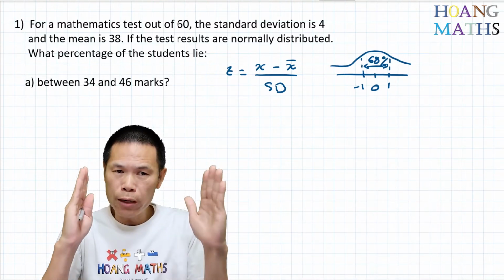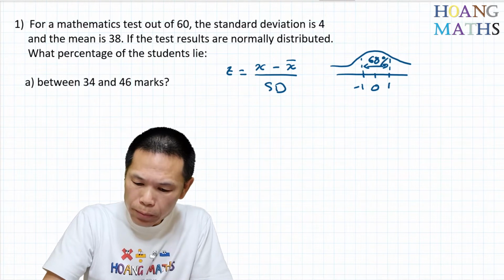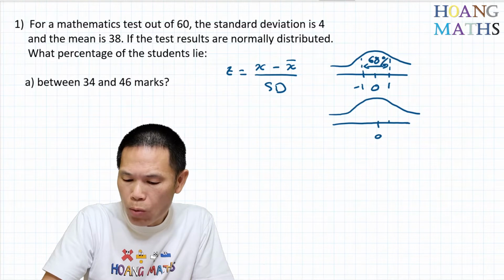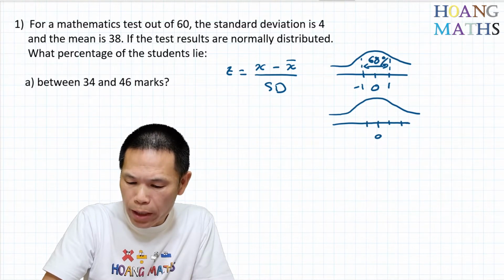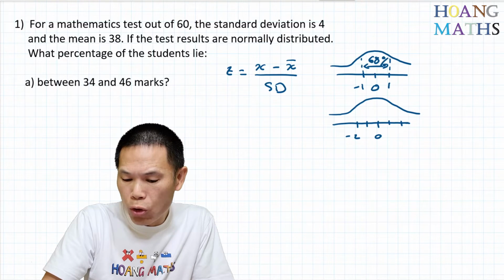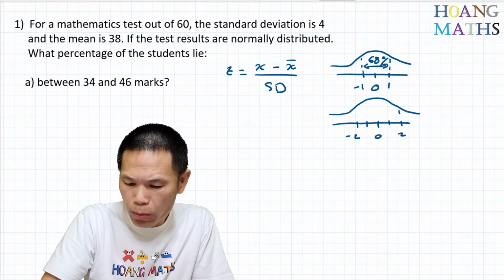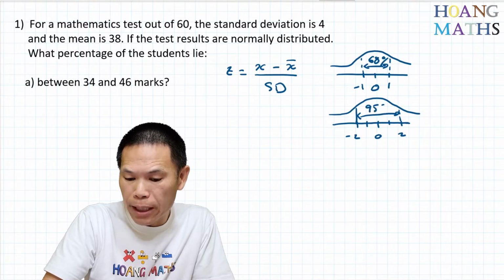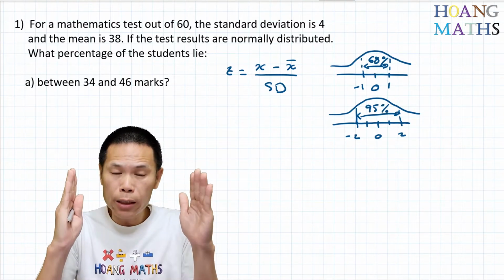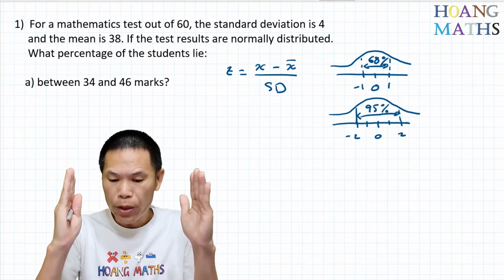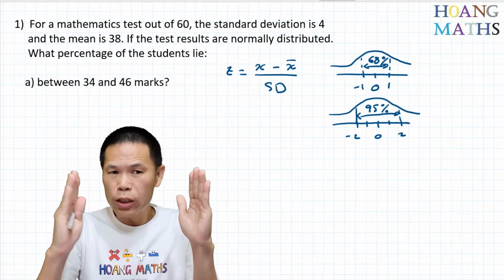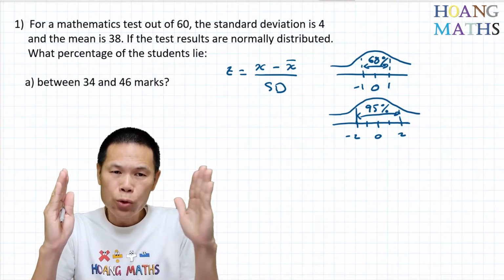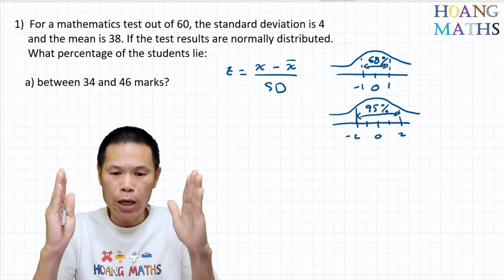And if z is between -2 and 2, let me just draw this out. So 0, 1, 2, -1, -2. So if the z-score is between -2 and 2, so from here to here, this means that 95% of the students lie within this range. Okay, so keep that in mind. And we know that z is 2 means 2 standard deviations above the mean, and z equal -2 means 2 standard deviations below the mean. Okay, keep that in mind.